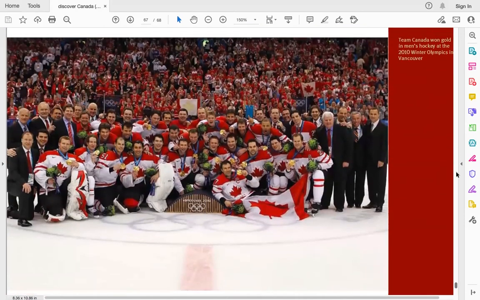Caption. Image of Team Canada who won the gold medal in men's hockey during the 2010 Winter Olympics in Vancouver.